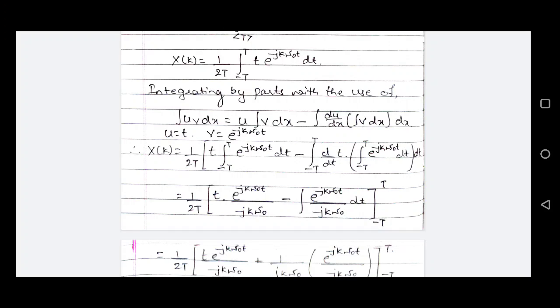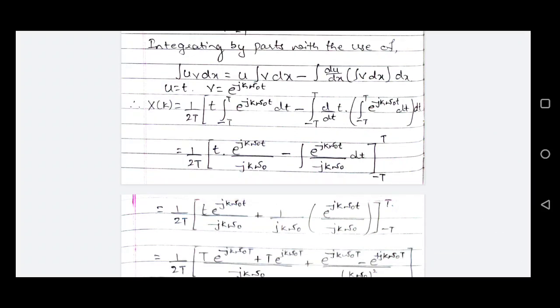And with u and v, rewriting the expression, we'll get x of k equals 1 divided by 2T, t integral from minus T to plus T e to the power minus jk omega naught t dt minus integration from minus T to plus T, first derivative of t multiplied by integral of the exponential with respect to time. So in the first integral, e to the power minus jk omega naught t divided by minus jk omega naught multiplied by t. This is the result of the first term, and the first derivative of t is 1, and from the inner integral we'll get e to the power minus jk omega naught t divided by minus jk omega naught. We'll have to integrate this again.